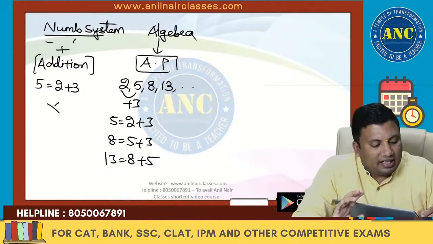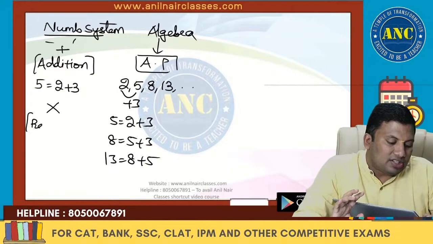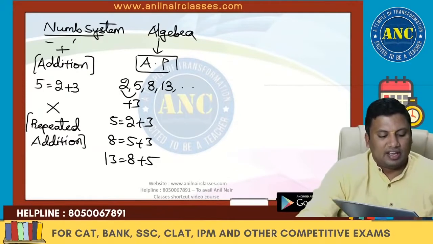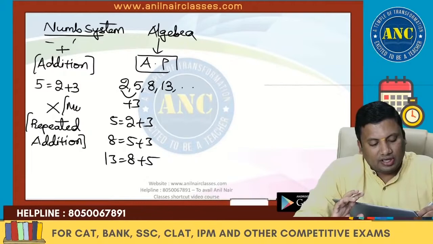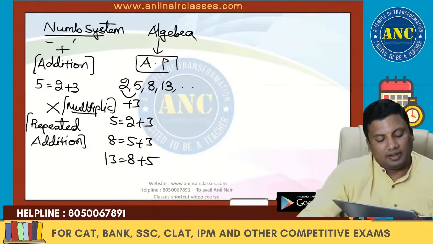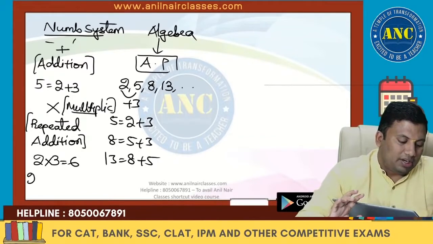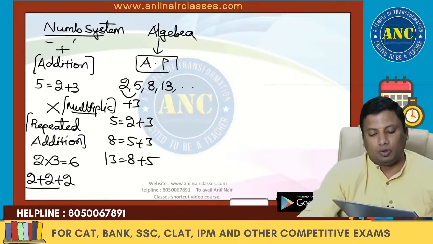And here it is multiplication. Multiplication is repeated addition. If I repeatedly add the values, I will get multiplication. Multiplication is a recursive usage of addition. 2 into 3 is 6. 2 into 3 is 2 plus 2 plus 2.